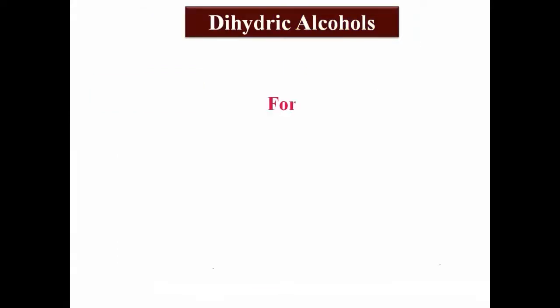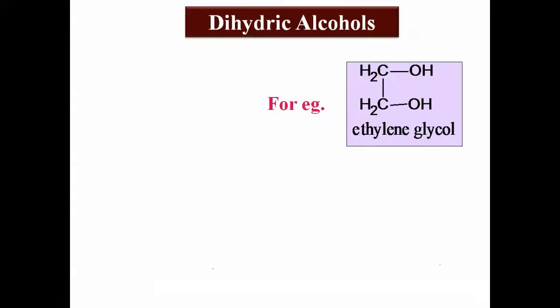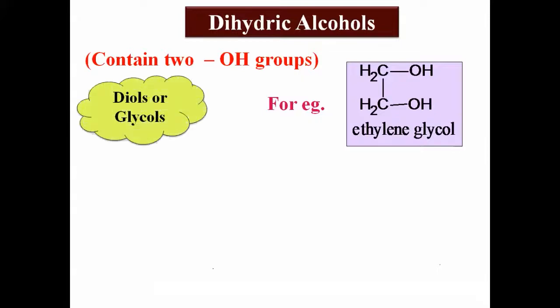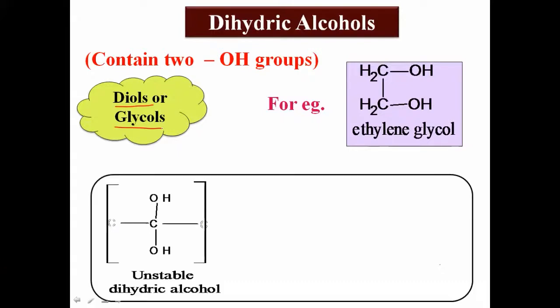Now, what is meant by dihydric alcohol? Here, two OH groups are attached to aliphatic carbon, and this is called the dihydric alcohol. That compound is also known as diol or glycol. There is one characteristic point.